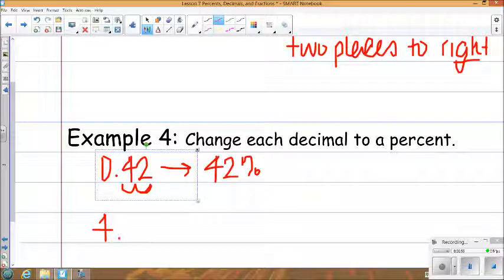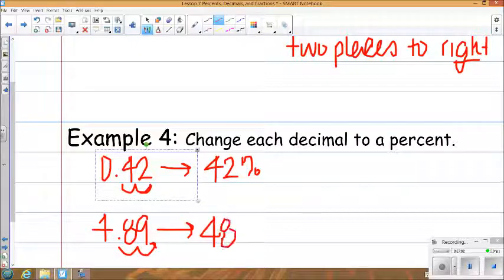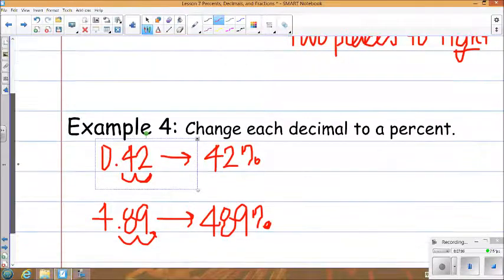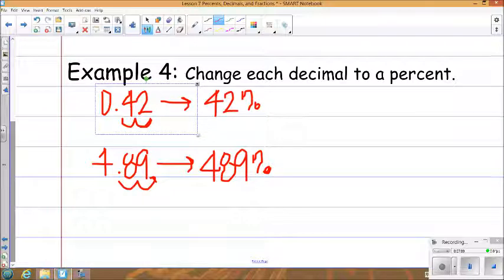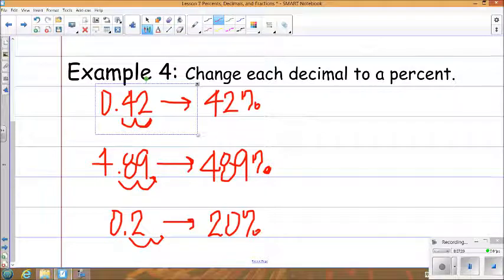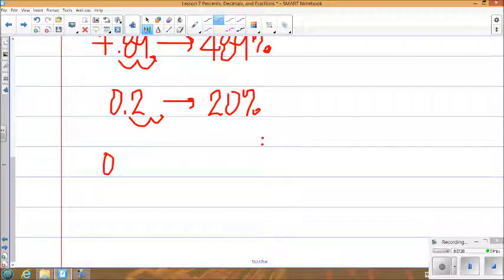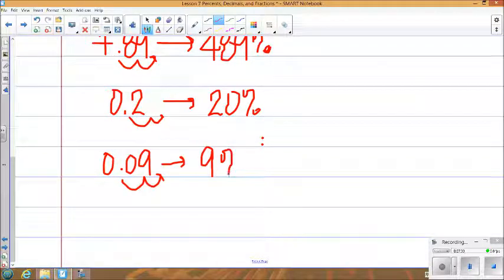If we had 4.89, move 2 places to the right. So we get 489%. Another example, if we have 0.2, convert this, well, 2 places to the right is going to be 20%. If we have 0.09, 2 places to the right, so we're going to get 9%. And the last one, what happens if we start with a whole number? What if we start with 25? Well, really, the decimal is at the end. So if you go 2 places to the right, you're going to get 2,500%.